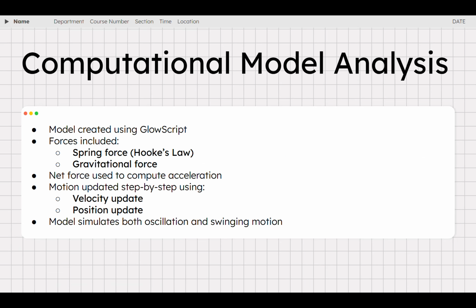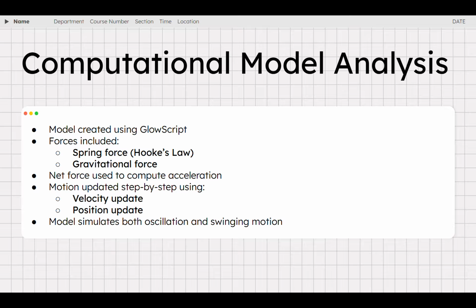The computational model analysis. The model used GlowScript. Forces include spring force and gravitational force. Net force is used to compute acceleration. Motion is updated step by step using the velocity update and the position update. The model simulates both oscillation and swinging motion.